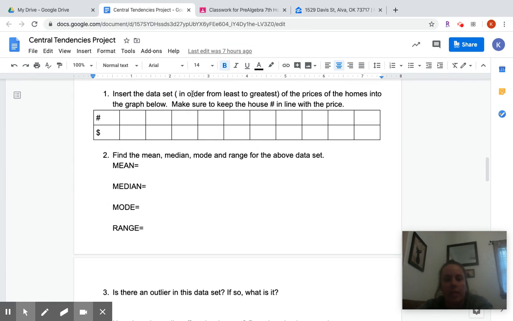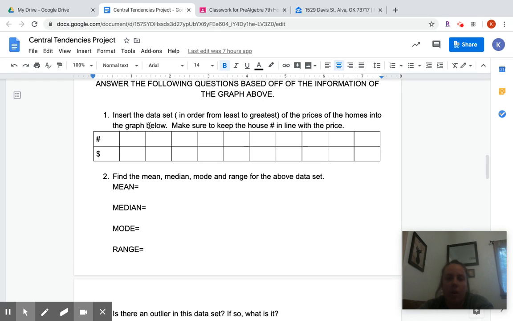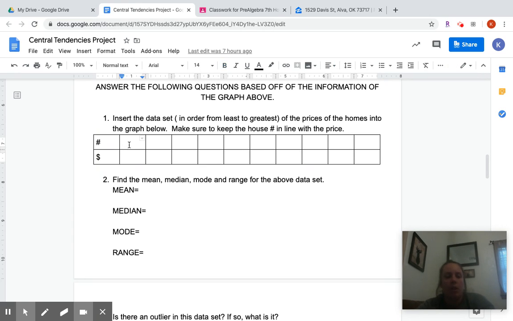So you're going to insert the data set from least to greatest of the prices of the homes into the graph below. So if my home is home number 10, it's the one that costs the least amount. It costs $35,000. I'm going to leave it just like that, so I know what houses I'm talking about. Okay. So I'm going to find the mean, the median, the mode, and the range for that set of data.